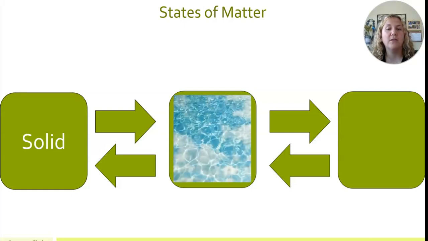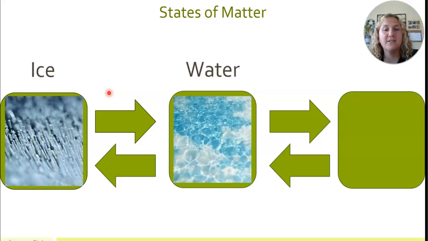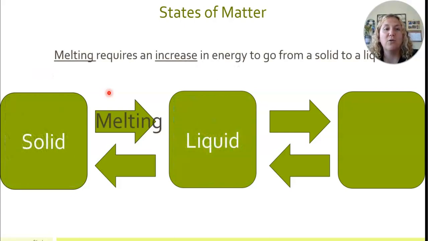Then when we go to defining water in its intermediate phase, this phase looks like just regular water to me, but this is actually water in its liquid form. And so then when we look over at these arrows over here, we are going to talk about what is happening when we go from a solid to a liquid. So how would you describe that? We're going from ice to water. We would usually use the word melting, right? So melting requires an increase in energy to go from a solid to a liquid.